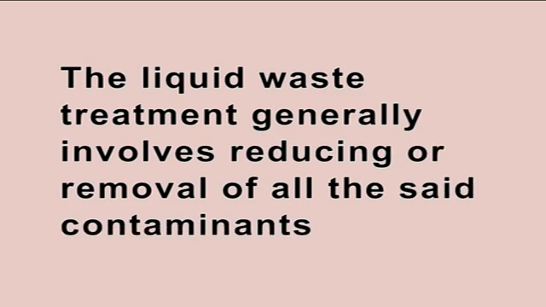When considering the literature dealing with food wastewaters, it is clear that the quantity and quality of wastewaters produced in the food industry vary considerably from process to process. In general, processing of food from raw materials requires large volumes of high grade water, which then generate large amounts of wastewater. The liquid waste treatment generally involves reducing or removing all the said contaminants. This episode deals with different types of liquid waste treatment with special reference to the food industry. The following topics are highlighted.